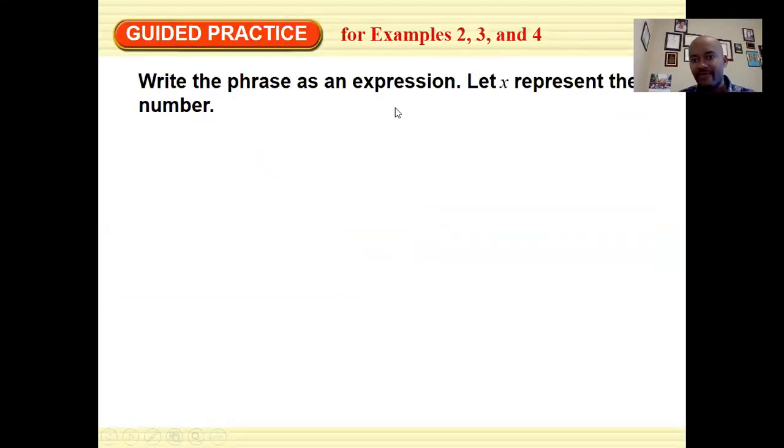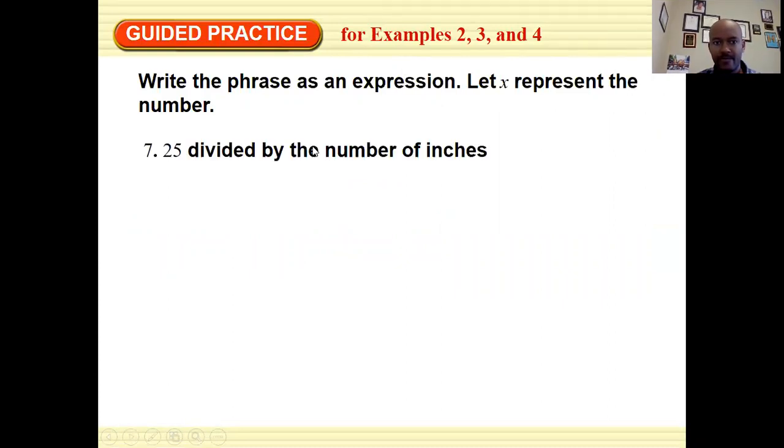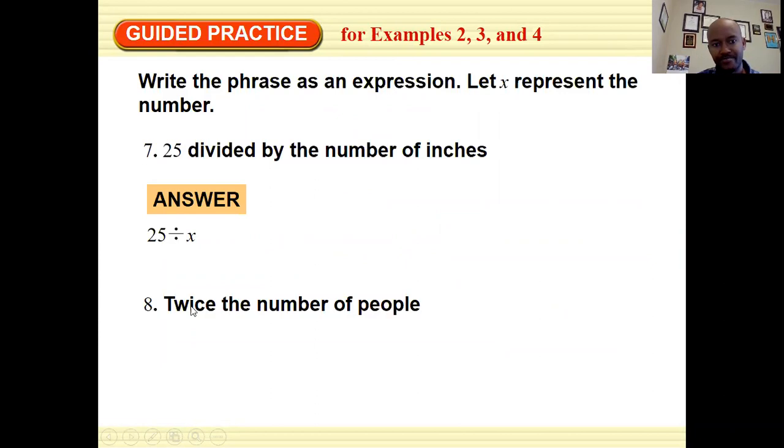So write the phrase as an expression. So here, 25 divided by the number of inches. And we're going back to look at some phrases. What would that be? In this case, it's 25 divided by x. Twice a number of people. Twice suggests multiplication, so it's going to be 2x.